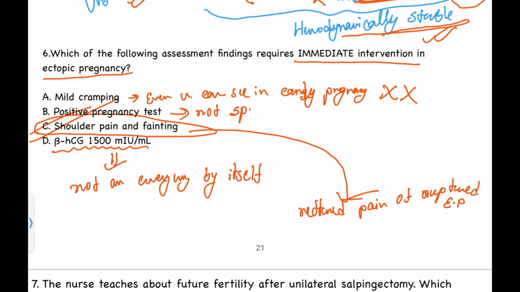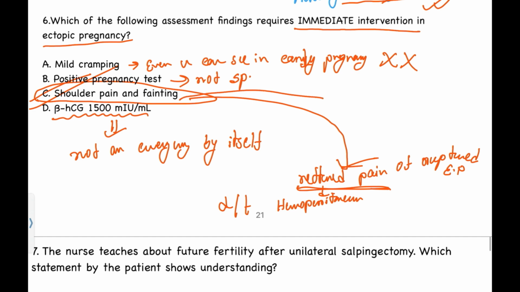Ruptured ectopic pregnancy. Due to hemoperitoneum, which means blood accumulates in the peritoneal region, referred pain occurs. Where? In the shoulder tip region. And fainting is due to shock, due to hypotension. All those clearly indicate that the mother is having a ruptured ectopic pregnancy. That's why this assessment finding needs immediate intervention. So the correct answer for question number 6 is option C, that is shoulder tip pain and fainting.